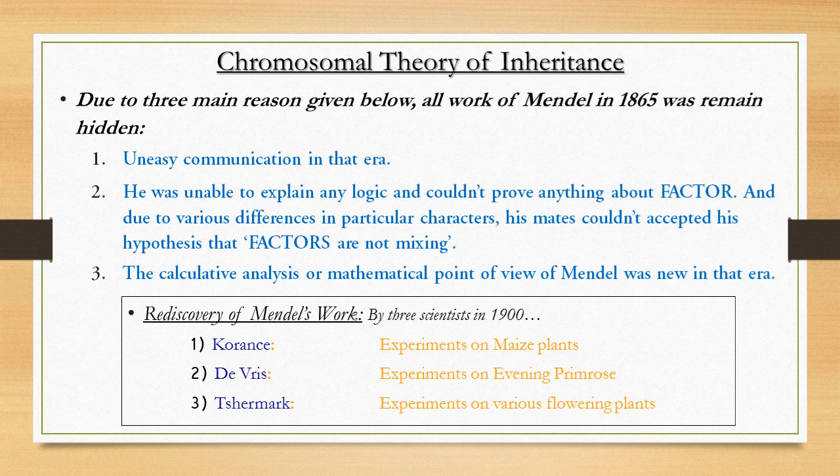And the rediscovery of Mendel's work was made by three scientists in 1900, later on, even after the death of Mendel, right? First is Correns. He experimented on maize plant. Second was Hugo de Vries, and he experimented on evening primrose. Third was Tschermak, and he experimented on various other flowering plants with the same Mendelian principles and experiments. So that's the key factor, the rediscovery of those three main principles of Mendel, which was done by these three chief scientists, Correns, de Vries, and Tschermak.